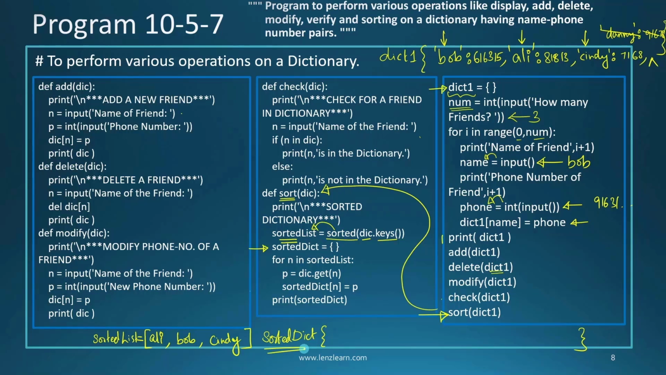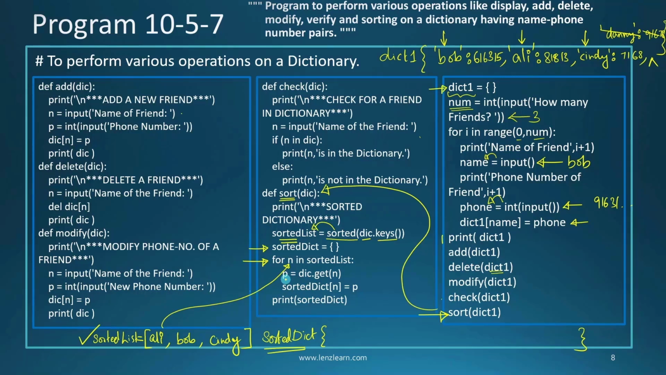So here you can see I have sorted dict and nothing is inside it. Now using this for loop, I am going to create entries into this sorted dictionary. So now you can see for n in sorted list. So I am taking value to this for loop from this sorted list. So the first value Ali will be loaded into the control variable n.